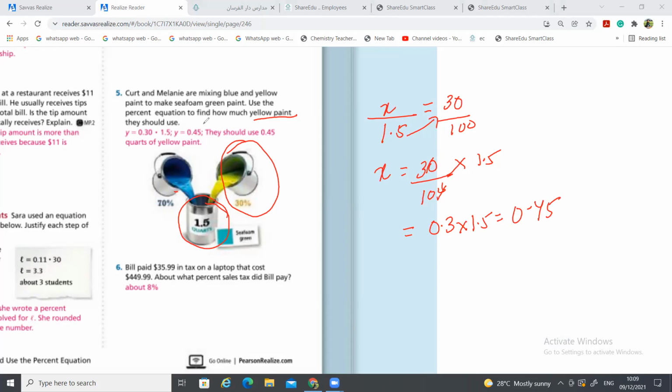0.45. So your answer is Y equals 0.45. Yes, because what did they ask us in the question? How much yellow paint? So you write down all this and you write they should use, of yellow paint.